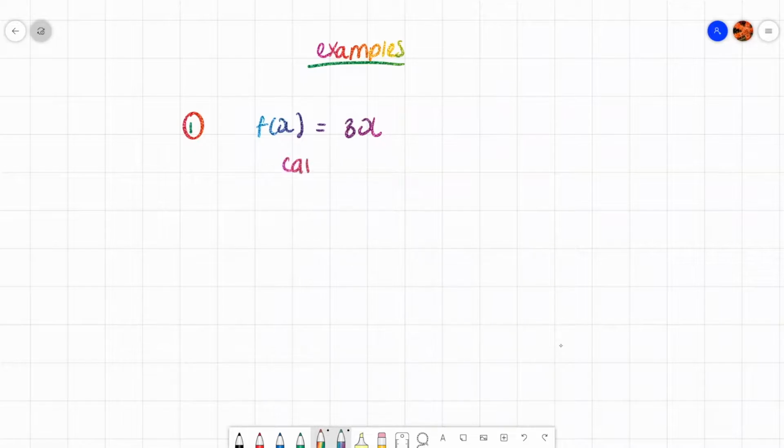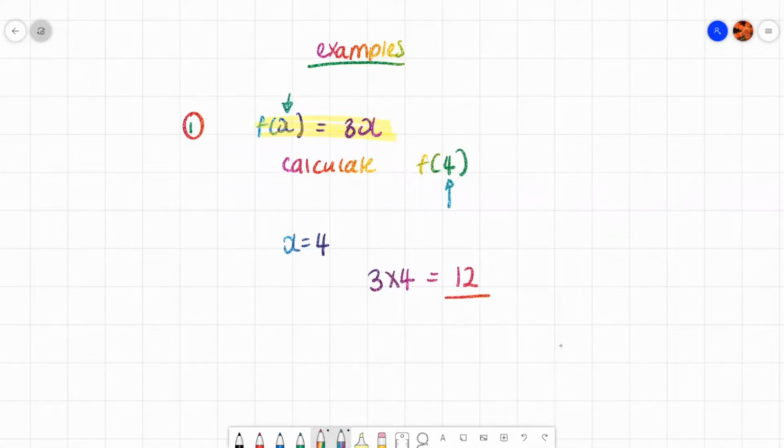Your question might say, calculate f of 4. Now, you can see here that your function is f of x, which is 3x. That means you're going to times your x by 3. The x has been replaced with 4, so x equals 4. So all I do is replace my x with 4. 3x means 3 times x, so 3 times 4, which is 12. So your answer is 12.